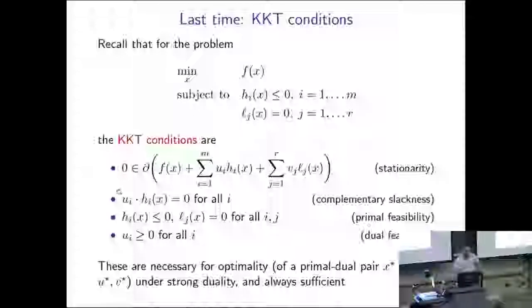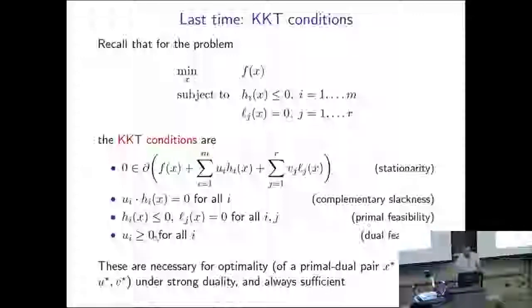So u_i is constrained to be bigger than or equal to 0, and h_i is constrained to be less than or equal to 0. And complementary slackness says that their product has to be equal to 0 for all i. And then the last 2 conditions are just feasibility, primal and dual feasibility conditions. Okay, so obviously if we're talking about solutions, they have to satisfy the constraints. They have to be feasible.